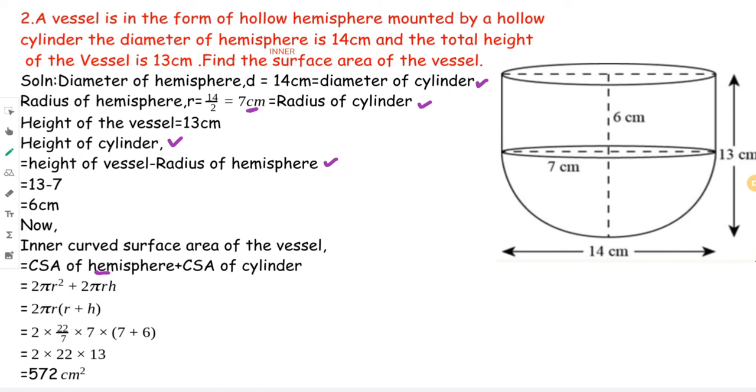Right, nothing to do, we just have to multiply now. Pi is 22 divided by 7. I've written radius, we already know it is 7, right? Again, radius is 7. Height of the cylinder is how much? 6. Okay, once we're done with that, 7 to 7, 7 to 7, then 7 plus 6, I'll get 13. Multiply these three, and I'm going to get the total inner curved surface area of the vessel to be equal to 572 centimeter square.